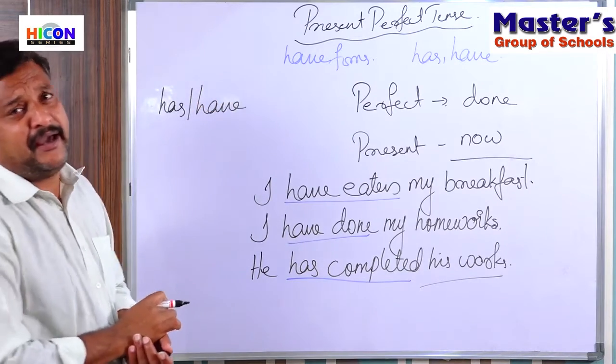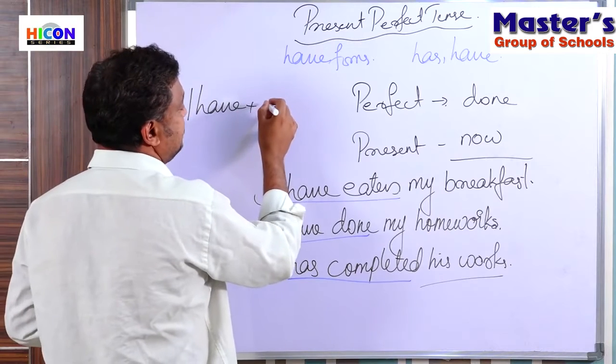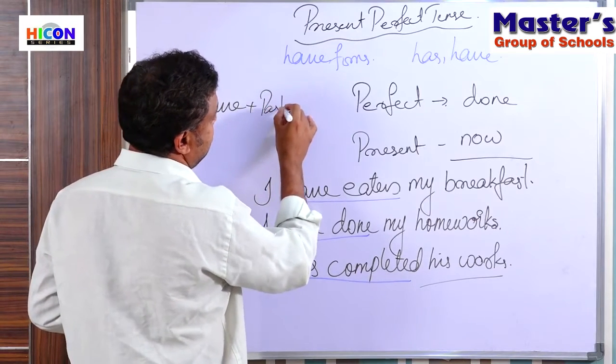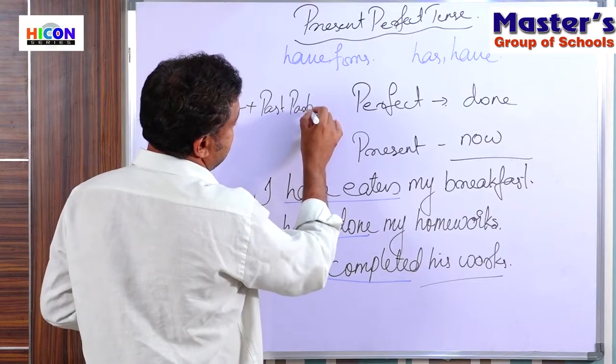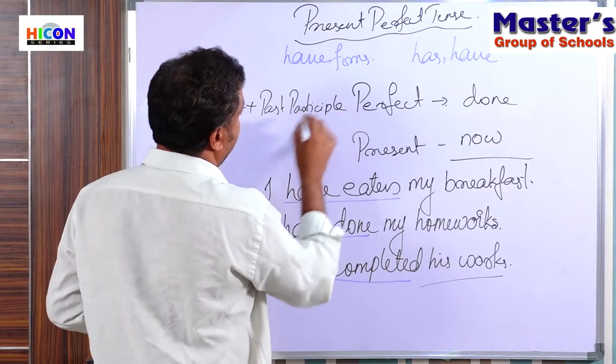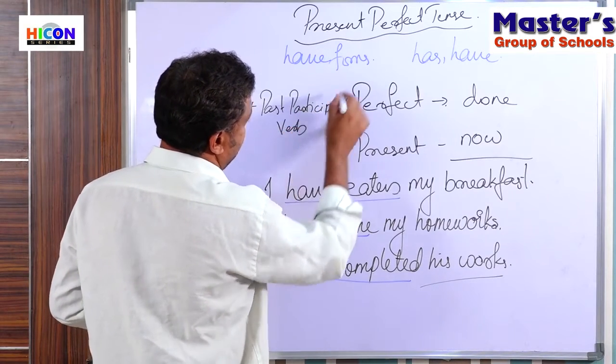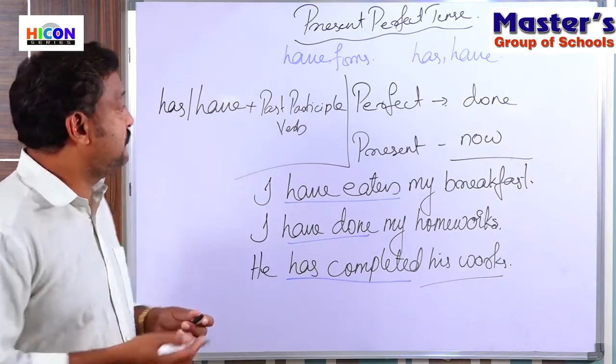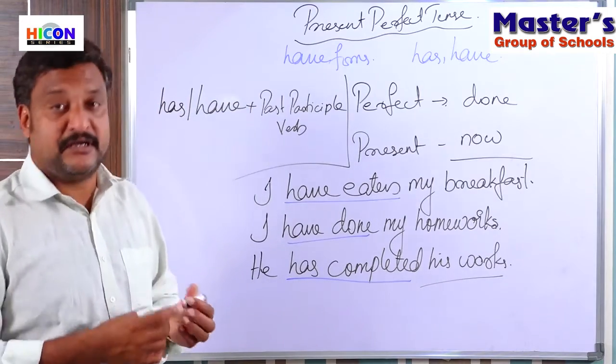We use has or have plus the past participle form of the verb. So what do we use there? We use a past participle form. So what do you mean by past participle form?